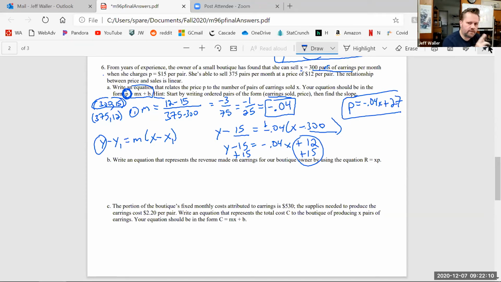Which makes sense. If I want the number of pairs of earrings to increase, I want the price to decrease. That's why it makes sense. It's got a negative slope. I've got to take the price down in order to sell more. So most price functions will have a negative slope.